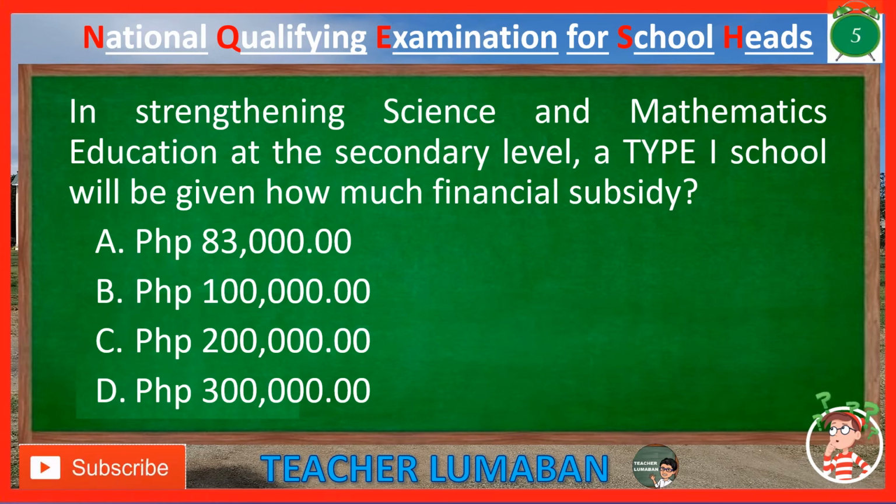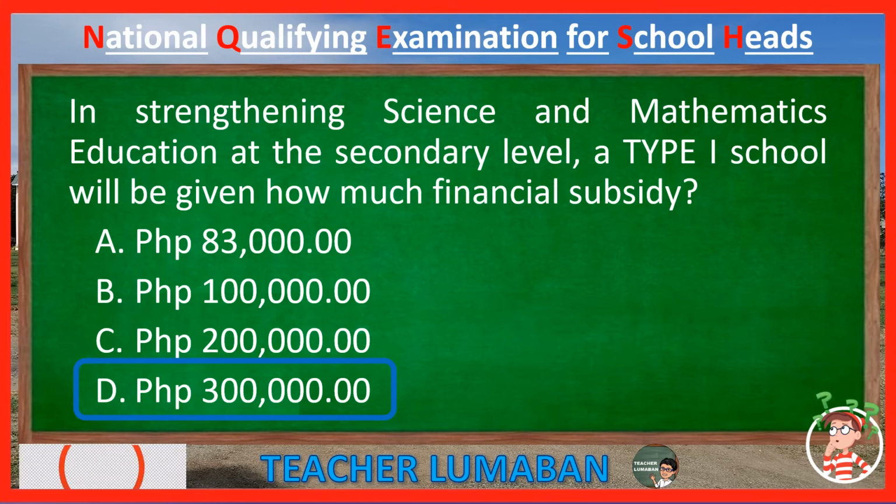5. 4. 3. 2. 1. The correct answer is letter D, 300,000.00 pesos. In strengthening science and mathematics education at the secondary level, a Type 1 school will be given 300,000.00 pesos financial subsidy.